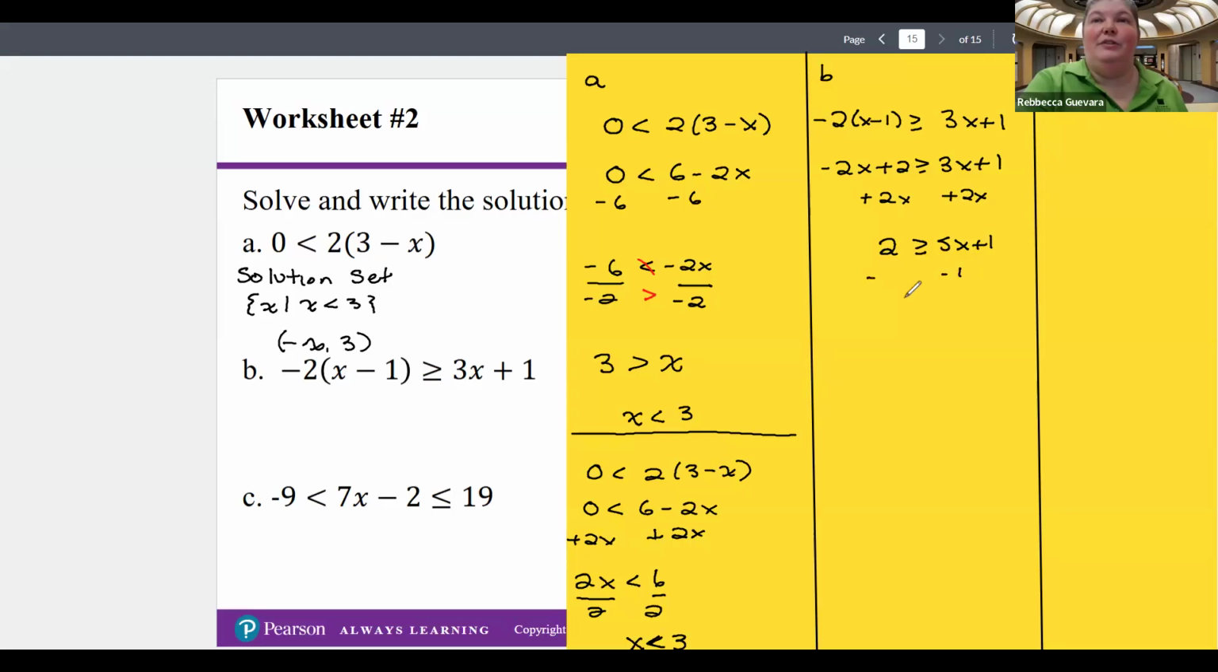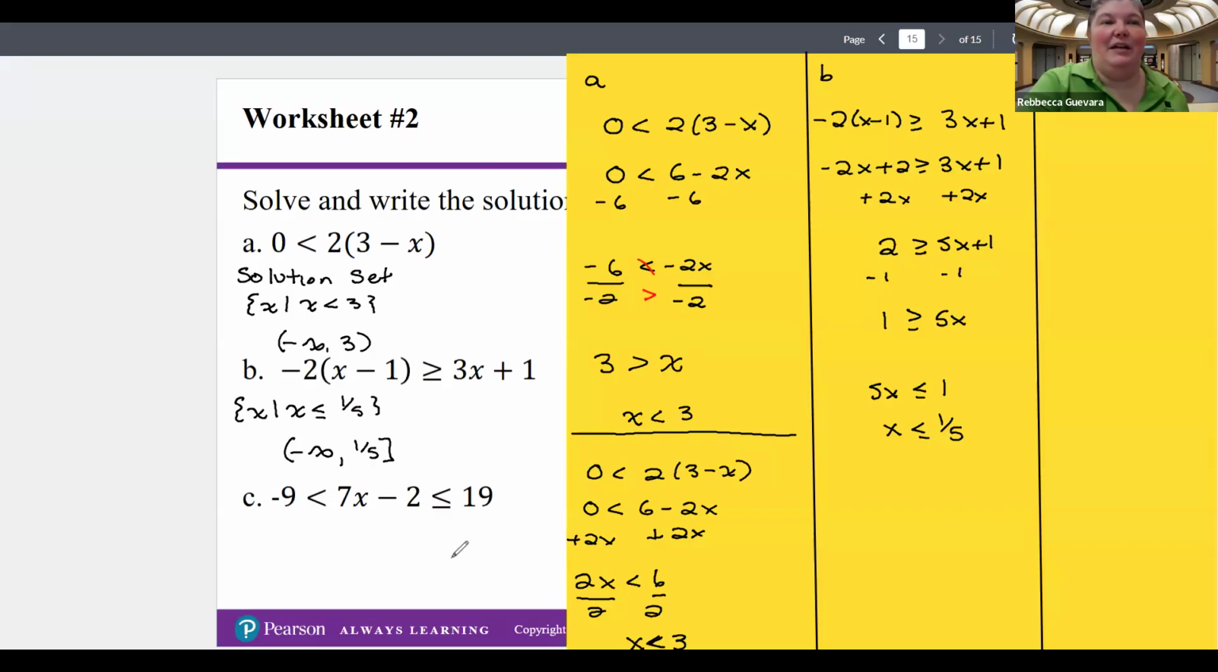Well, I can subtract the 1 from both sides, and I'm going to get 1 is greater than or equal to 5x. And if you don't like that, you can always switch the order and go 5x is then less than or equal to 1. Which means that x is going to be less than or equal to 1/5. So you can have fractions for answers. So my solution set here is x such that x is less than or equal to 1/5. Or we're going from negative infinity up to 1/5, but this time we have a bracket.